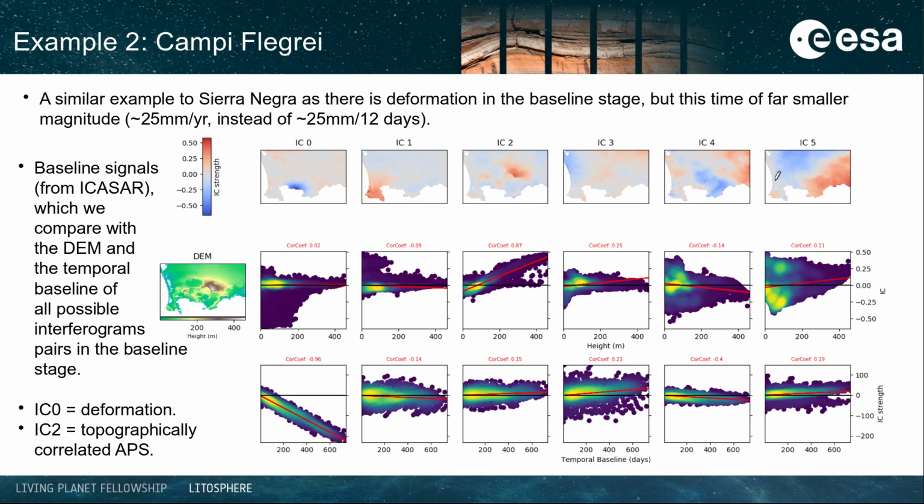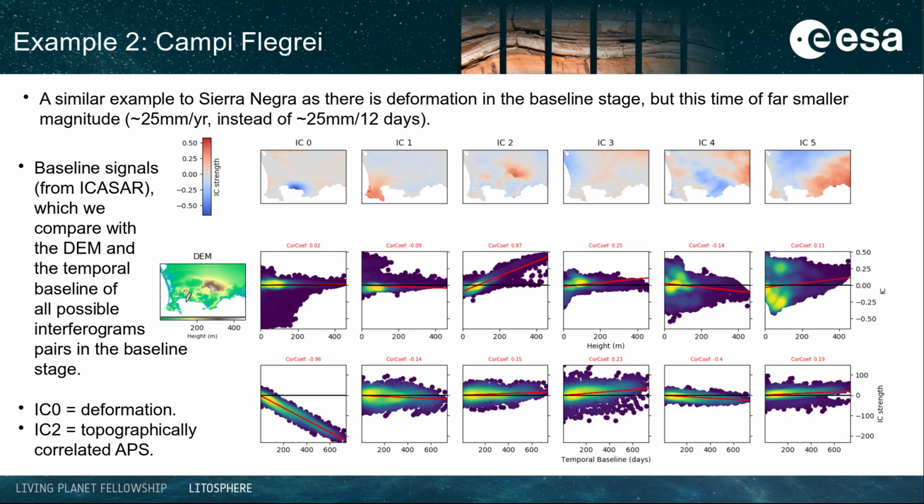So Sierra Negra is a really clear case, but we've also written a new version of the algorithm now over the last few months that works much more powerfully in cases where you'd have a much smaller signal that wouldn't be visible in a 6 or 12 day interferogram. We've applied this to Campi Flegrei at a time series of data there, and you can see that IC0 we pull out as the most important IC, as a deformation pattern located within the caldera.